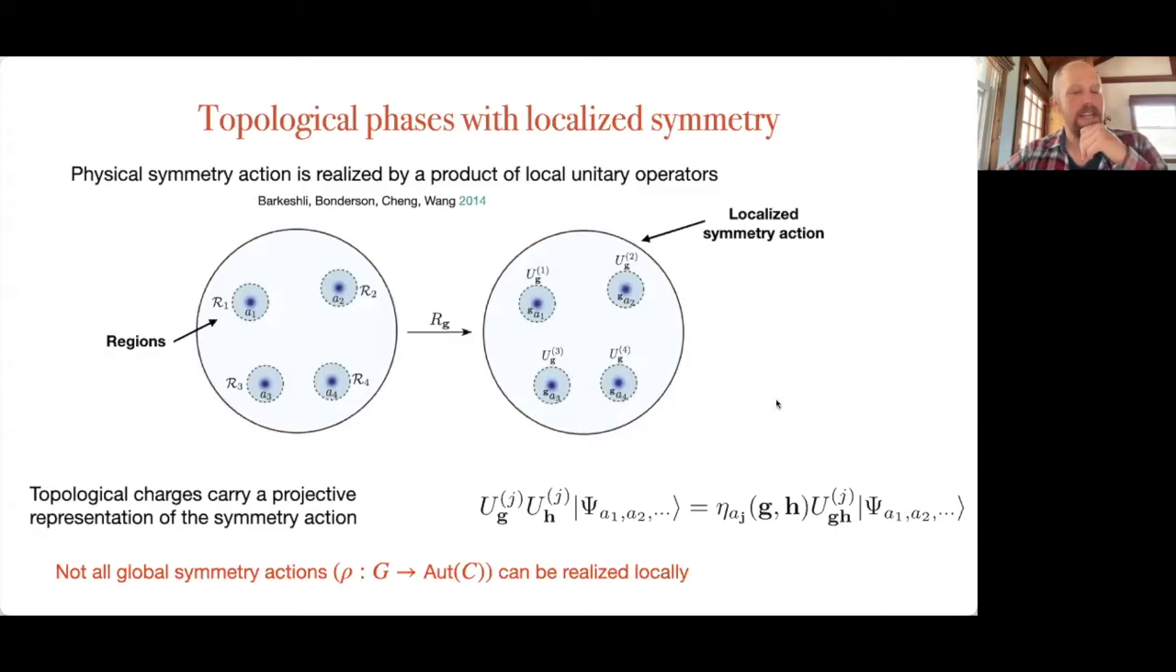So we have our phase of matter. We're trying to build a G-symmetric phase of matter.